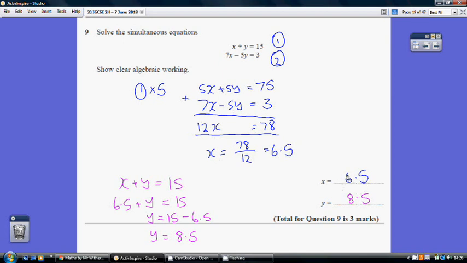Now to work out y, I start again. So I take either of the equations, might as well take the top one as it's easier to work with. x plus y equals 15, but I've just worked out that x is 6.5. So 6.5 add y is 15. Take away 6.5 from both sides, we get y equaling 15 take away 6.5, so y is 8.5.